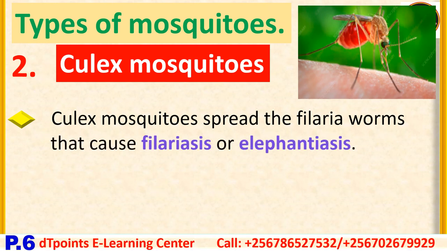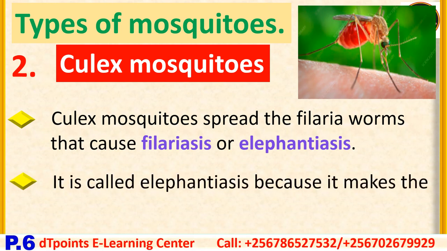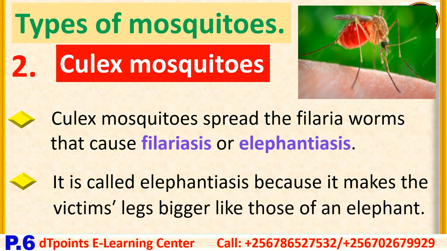Now, you can have filariasis or elephantiasis. That's the same disease, which is caused by filaria worms. So the cause of filariasis is filaria worms. Are we together? It is called elephantiasis because it makes the victim's legs bigger like those of an elephant.